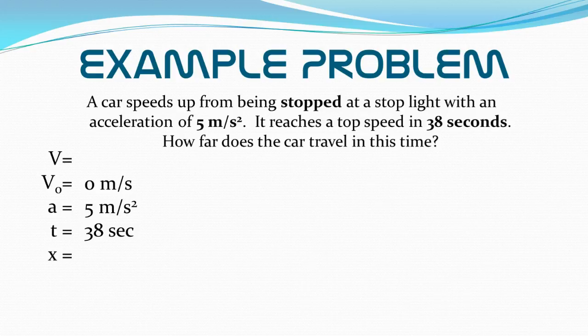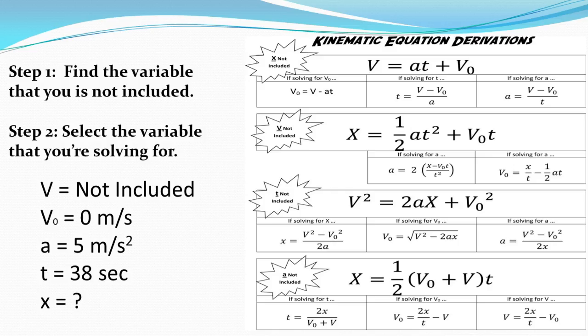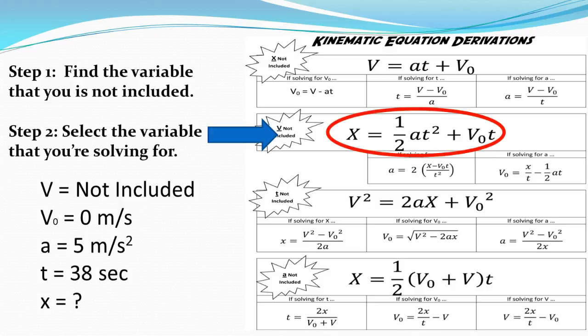The question's asking how far does the car travel in this time. That's displacement, or x. So I'm going to put my question mark there. That means the only variable that is left over is final velocity. It's not included. On your own, given the information that we just discussed, find the correct kinematic equation. Final velocity was not included, and we're solving for x, so there's our equation.